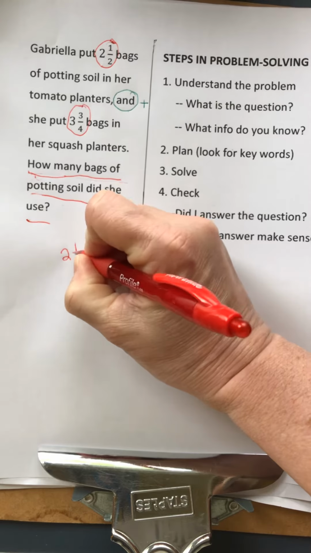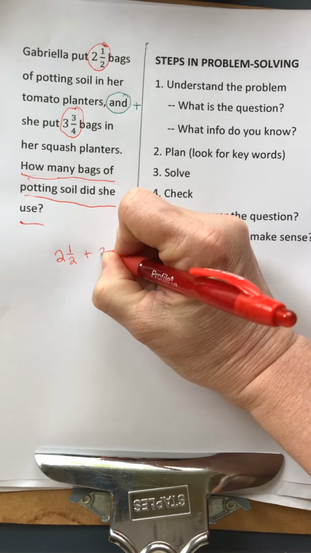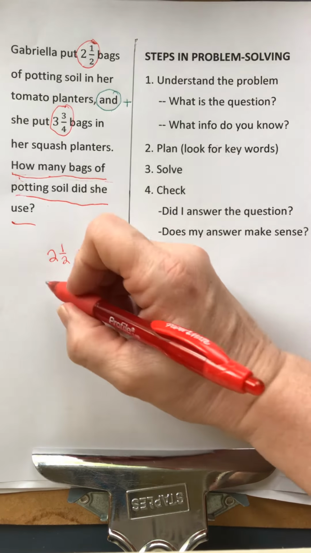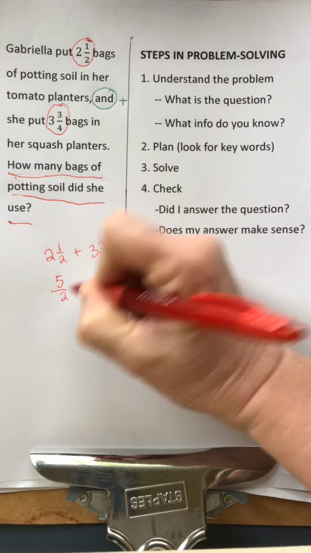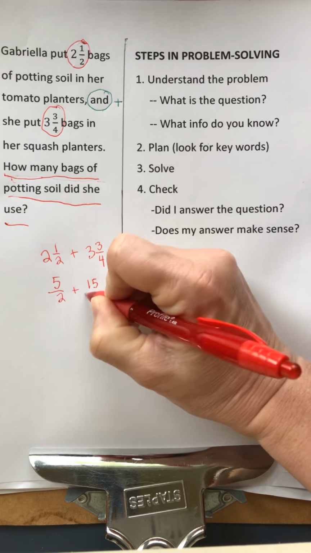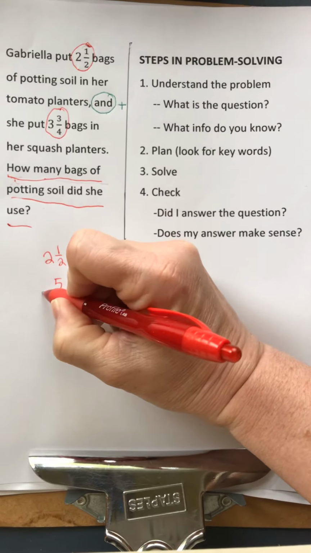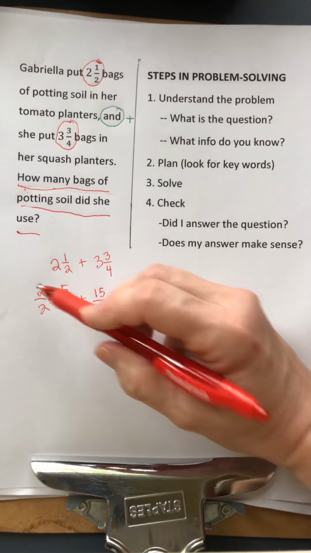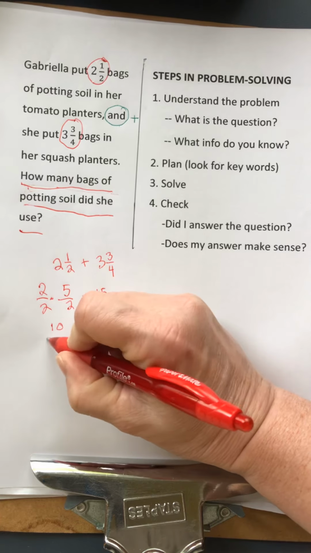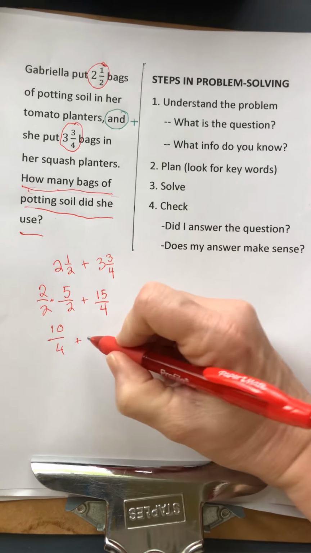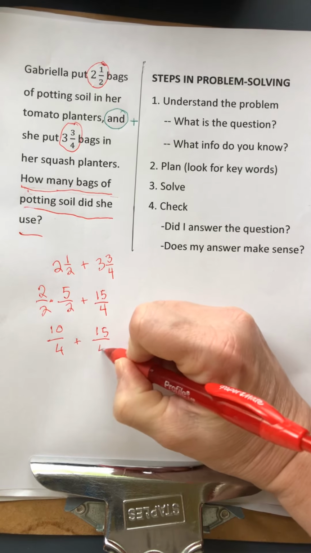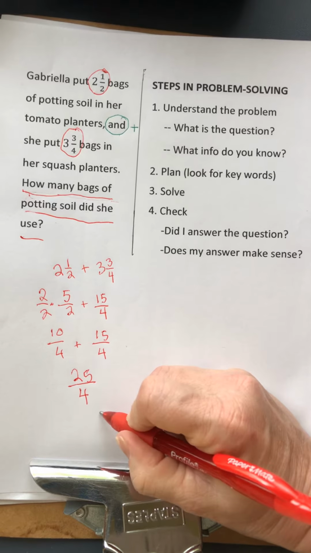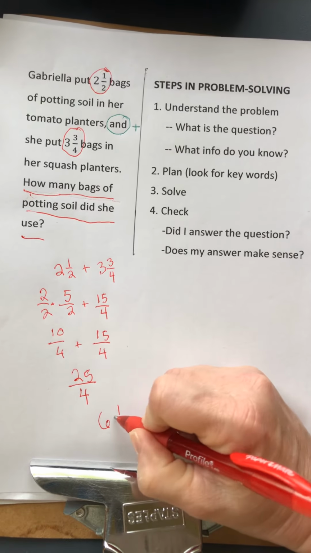2.5 plus 3 3/4. I'll go ahead and change those to improper fractions. I get 5/2 plus 15/4. Make this one have a denominator of 4, so we're going to get a common denominator. I'll multiply this. I get 10/4 plus 15/4. That's 25/4. That reduces to 6 1/4.